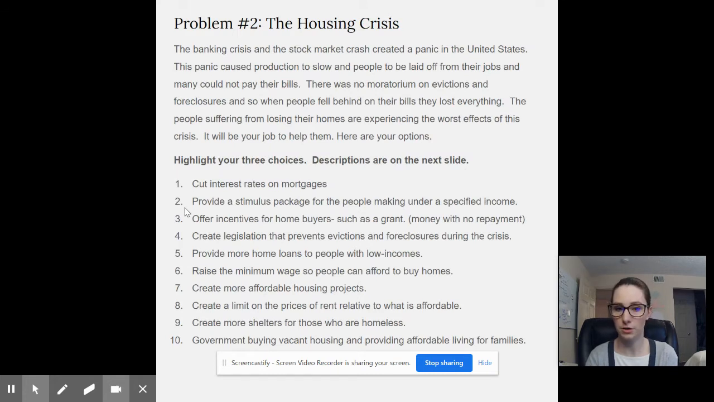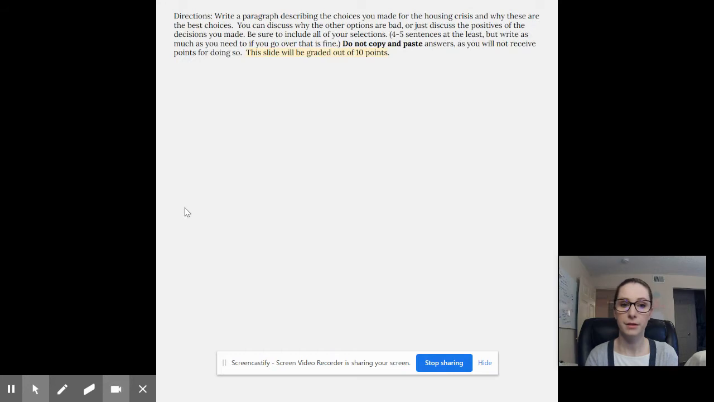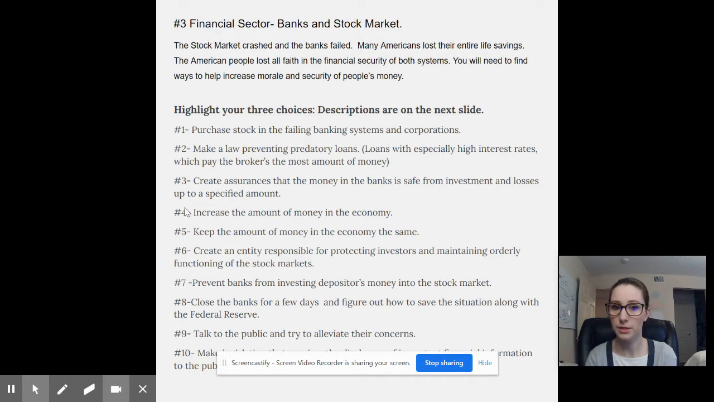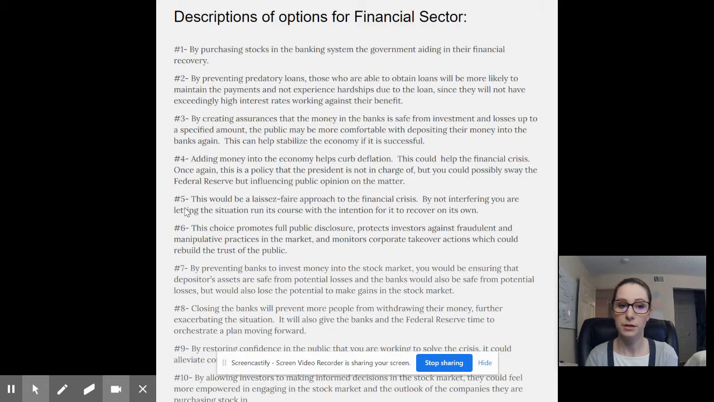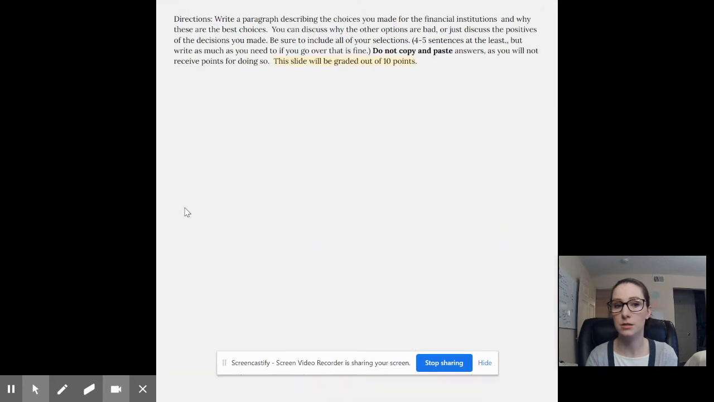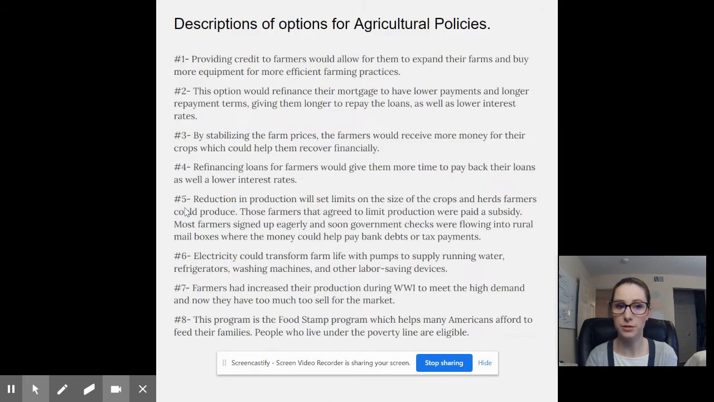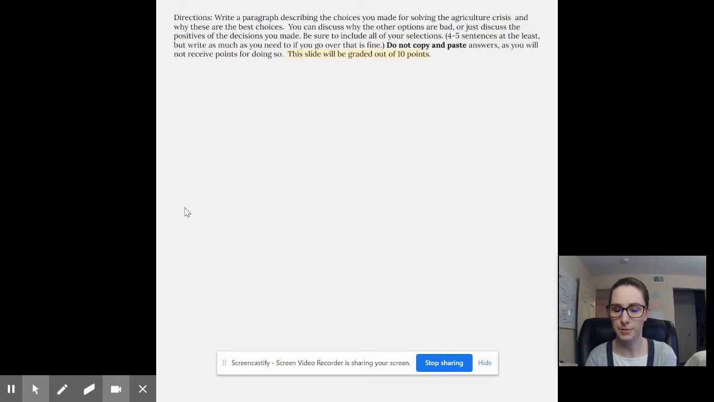So here's the housing crisis. You'll go through, you will read the description of what's happening. You will go through your options here. You can go to this page and read more about what those options look like. And then you'll write your paragraph. So, and then the next one is the banks and stock market. And then here's your options, here's your descriptions, here's your paragraph. And then again with agriculture, here's your options, here's the descriptions, and here's your paragraph.